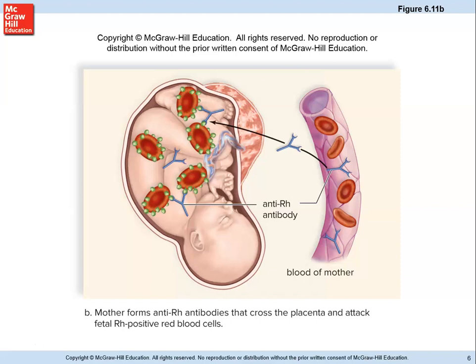The RhoGAM shot can be administered before birth, at birth, or a couple of days after birth, and it's up to the individual doctor as to how they want to do that. Some doctors will actually blood type the baby to see what type it is and then determine if the shot is necessary or not. But it's probably pretty common that the doctor just gives the shot, and then you don't have to worry about what it was or wasn't. It's taken care of either way.